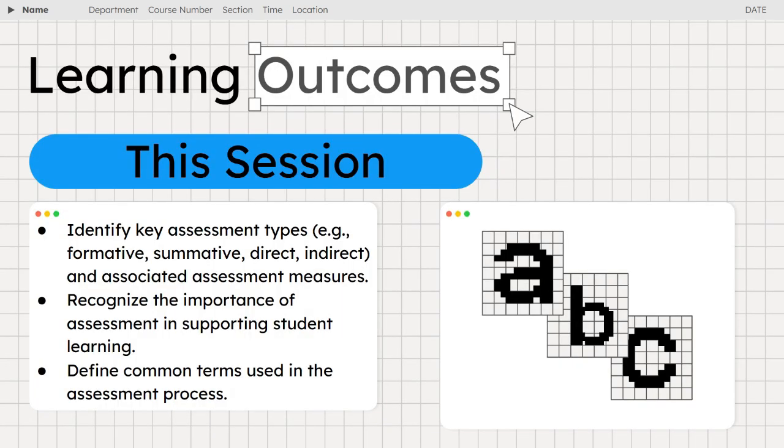Now, to go ahead and start with our learning outcomes, our outcomes for this session are the following. Number 1, identify key assessment types. Examples given: formative, summative, direct, indirect, and associated assessment measures. Number 2, recognize the importance of assessment in supporting student learning. And number 3, define common terms used in the assessment process. So again, coming in at the foundational level, making sure that we all understand the differences between direct and indirect, what makes a formative or summative assessment, and so on.